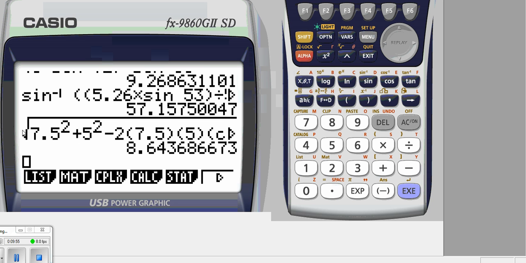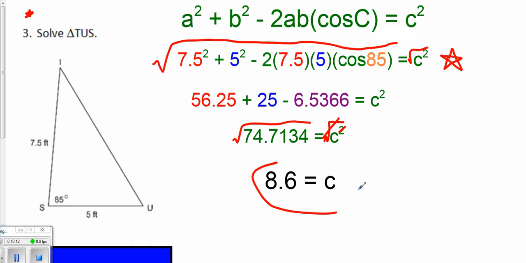Now if your calculator doesn't give this extra long square root bar at the top, just put an extra set of parentheses in front of this 7.5 and at the very end to say all of this stuff is underneath the square root, and your calculator will solve it all out for you in one big step. So in the end, 8.6 feet is going to be this missing leg over here, this missing side.